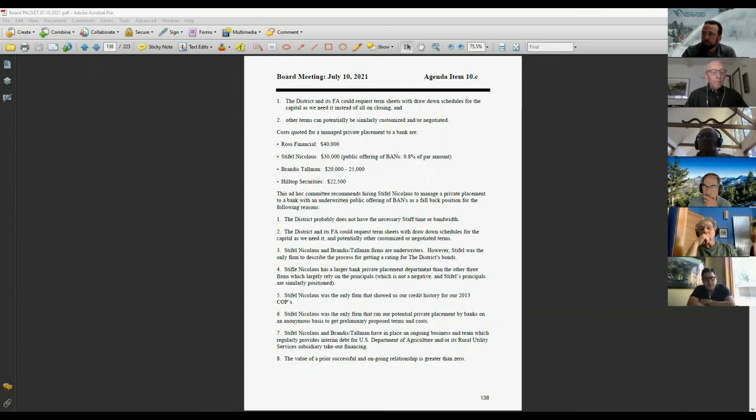The fees are roughly in the same range. Hilltop was $22,000 and the most expensive was Ross at $40,000. So the fees are seen as, basically, in market.